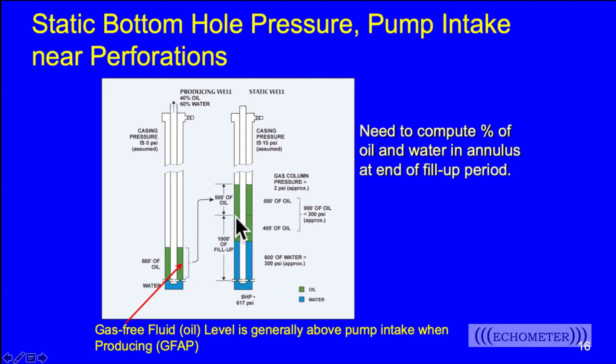Then if we shut this well in to get a static liquid level, and we see that the liquid comes up 1,000 feet in this well, this well might be making 40% oil, 60% water. We know that 40% of the 1,000 feet of fill-up is oil, or 400 feet of oil, and 60% of that fill-up, or 600 feet, is water. So altogether, after it's shut in, we have 900 feet of oil: the 500 feet that we started with, and the 400 feet from fill-up. Then we have the 600 feet of water from the fill-up. This is how we compute the percent oil and water in there, assuming that the water-oil ratio in the well remains constant.